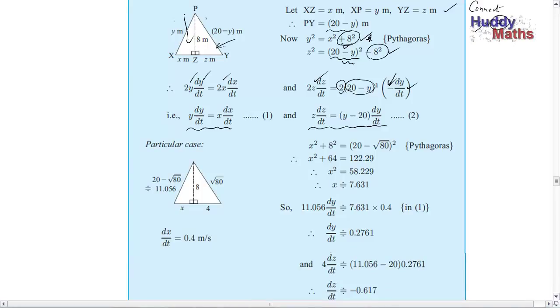So what we need to do for the particular instant is when this is 4. Okay, so when this is 4, we can substitute it back into our first Pythagoras one there, x squared plus 8 squared, this one here, and get our x value. Because by Pythagoras, this is going to be root 80, and so our y value will be 20 take root 80. And therefore we can find our x, and then use that.